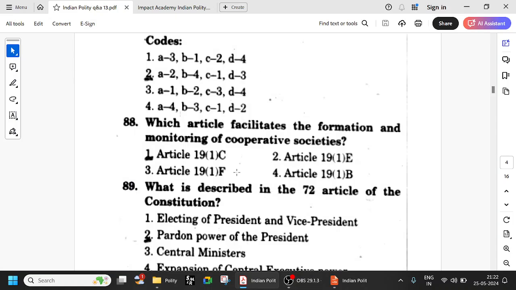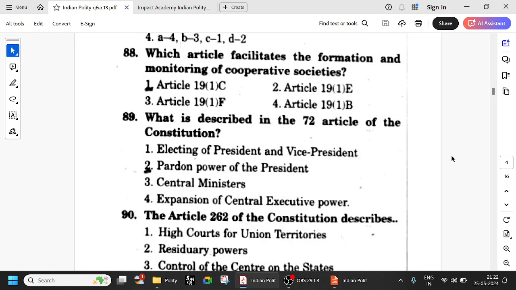So this is also very, very important. In general, when you say Article 19, that comes as speech and expression, right? Speech, expression, association, assembly, movement, residence, profession, and all those things. Within those subsections, 19(1)(c) is related to cooperative society. Remember that. Very important.